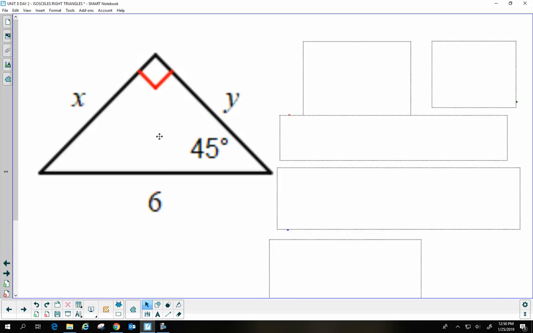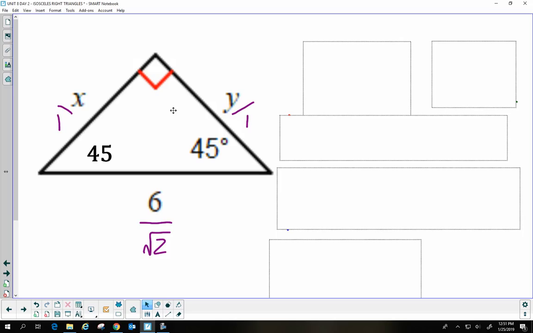So let's try another one. Again, I have an isosceles right triangle, 45-degree angle. A lot of times they only show one of them, and you'll know that the other one is 45. The two legs, I'm going to divide by 1. And the hypotenuse, I'm going to divide by the square root of 2. That's using our reference triangle to create fractions that we can use to write proportions.